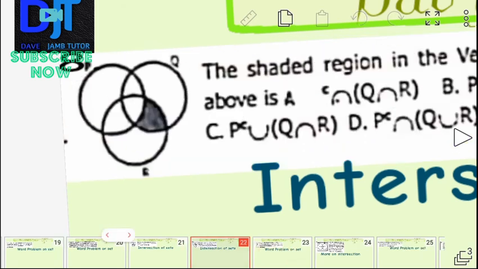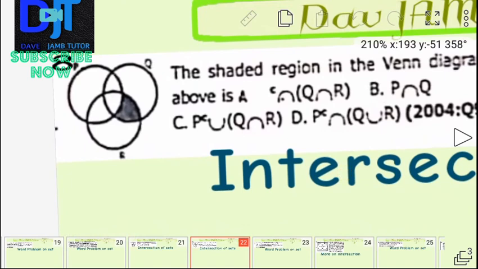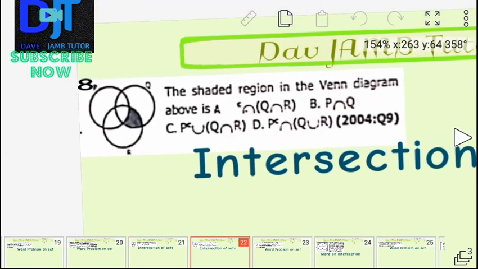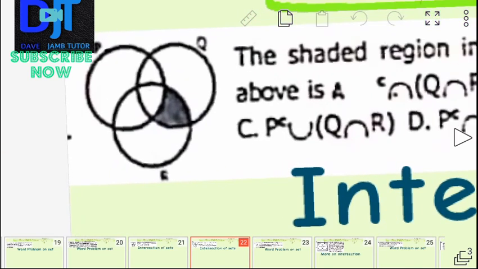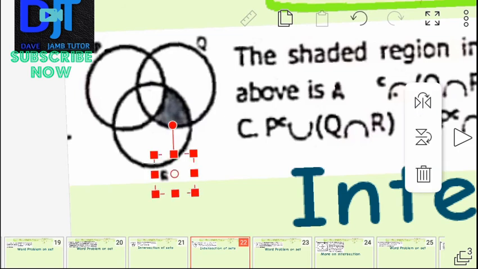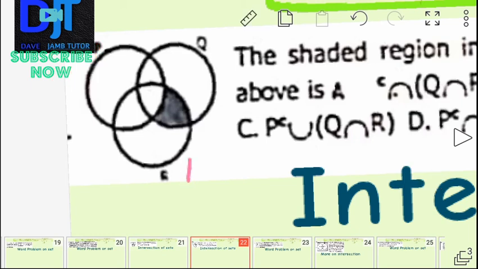So now we move into the second question. The second question says the shaded region in the Venn diagram above is. Remember that I had said before that there was a mistake in the question. This is actually P and this is Q. So let me just write that. So this is P and this is Q. No, so this is R, not Q. This is R. So let's just take it as that.